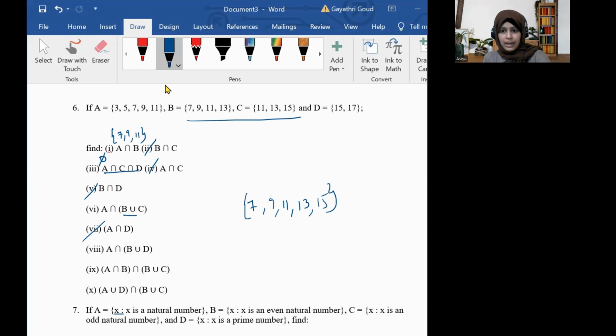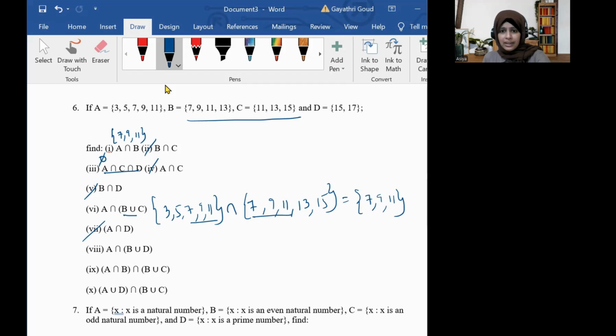Now, I have to do the intersection of this with A. That is 3, 5, 7, 9 and 11. So what are the elements that are common in this? 7, 9 and 11. So the answer to this is 7, 9 and 11. I hope that's clear.